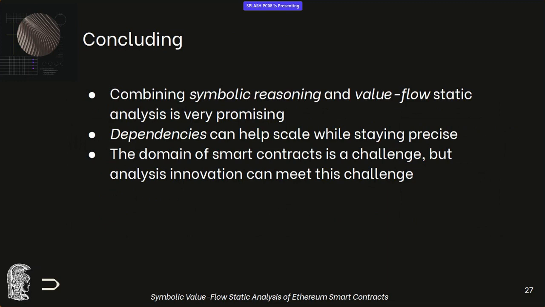We try to keep the precision by employing dependencies. They are a generalization of what is in static analysis called context sensitivity. But instead of context sensitivity in the sense of keeping who called me or whatever, we keep dependencies on specific values and what inferences depend on other variables having these specific values. That's the dependency part. And the higher level picture that I want to transmit to you is that the domain of smart contracts is a challenge, but analysis innovation can meet this challenge unexpectedly. The experts didn't think that we can do that.